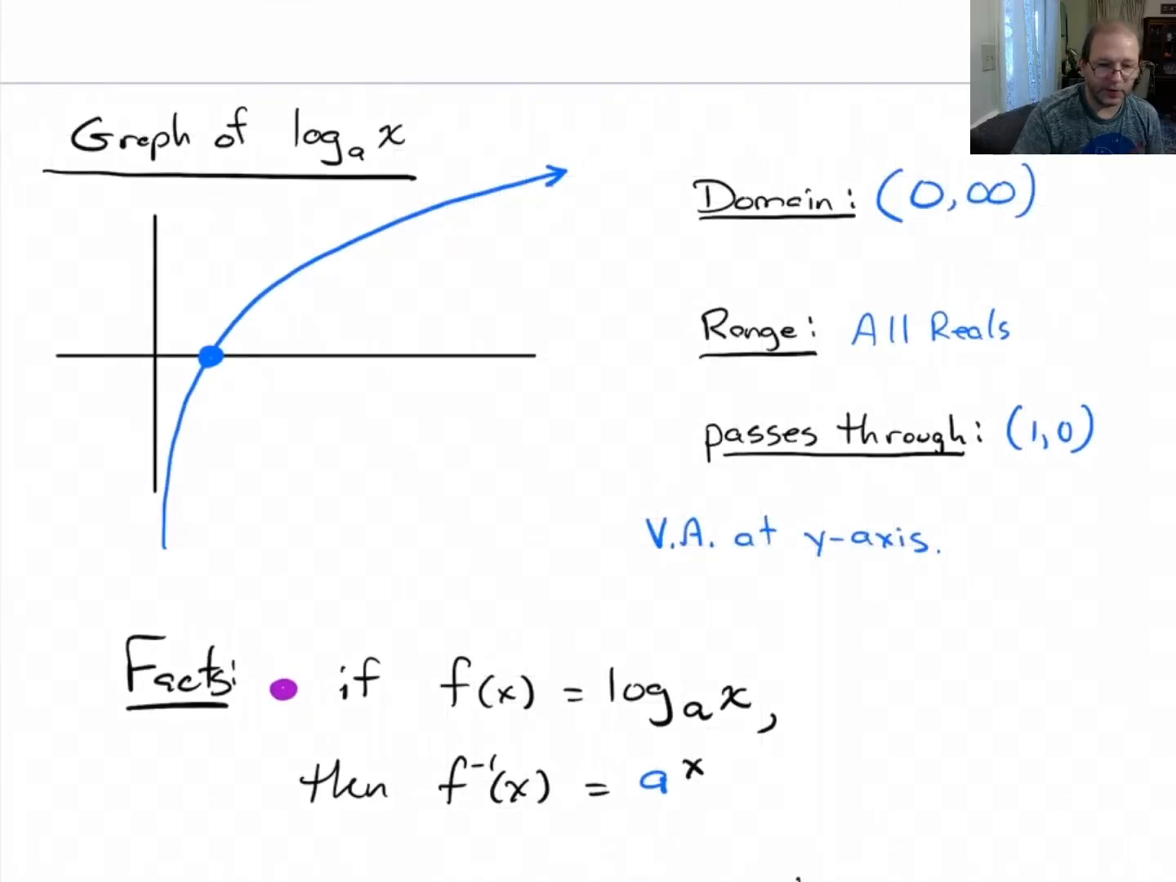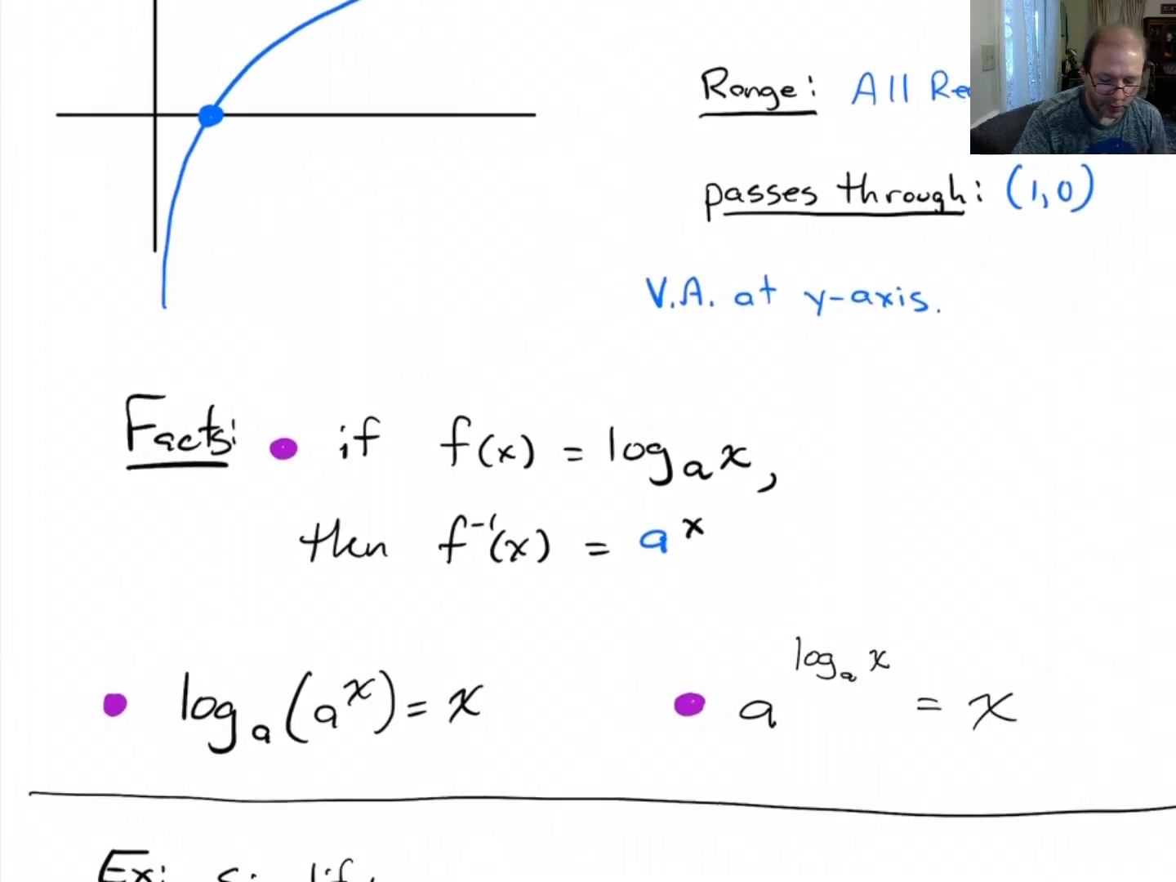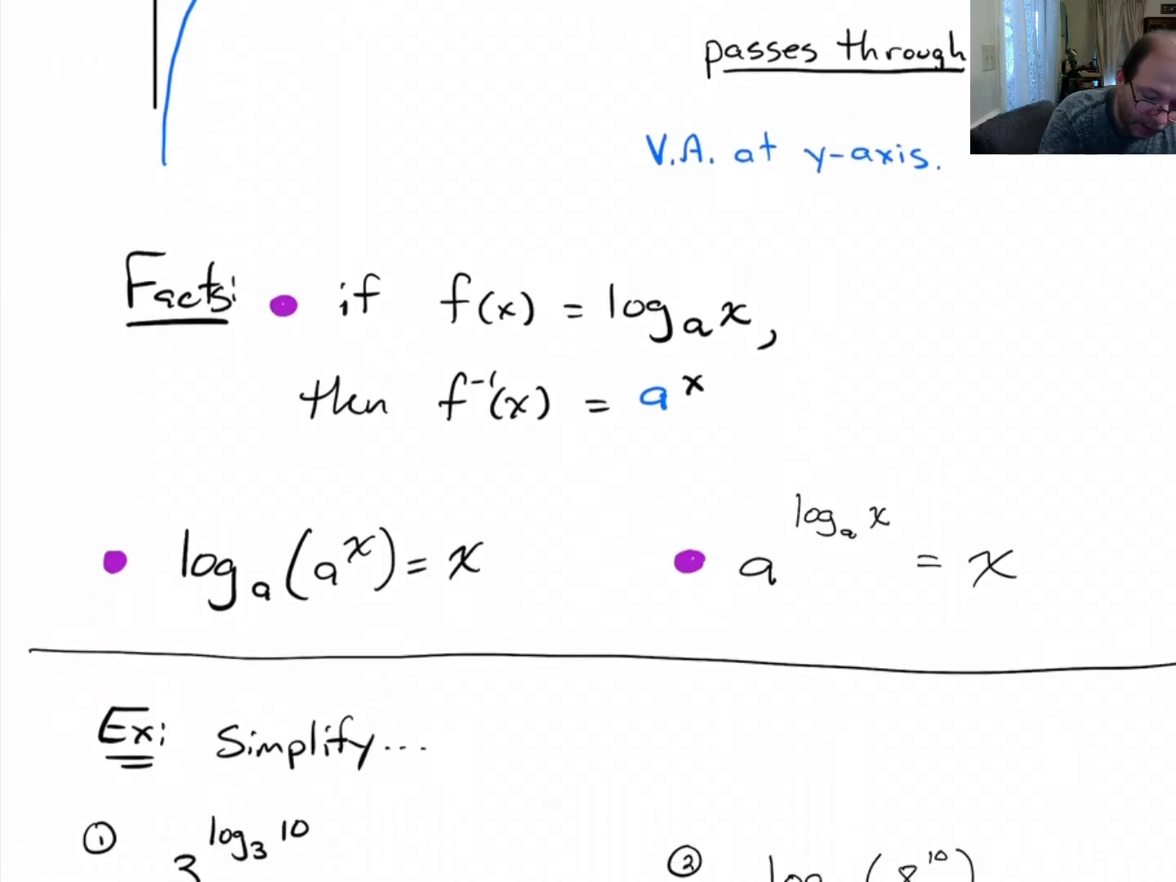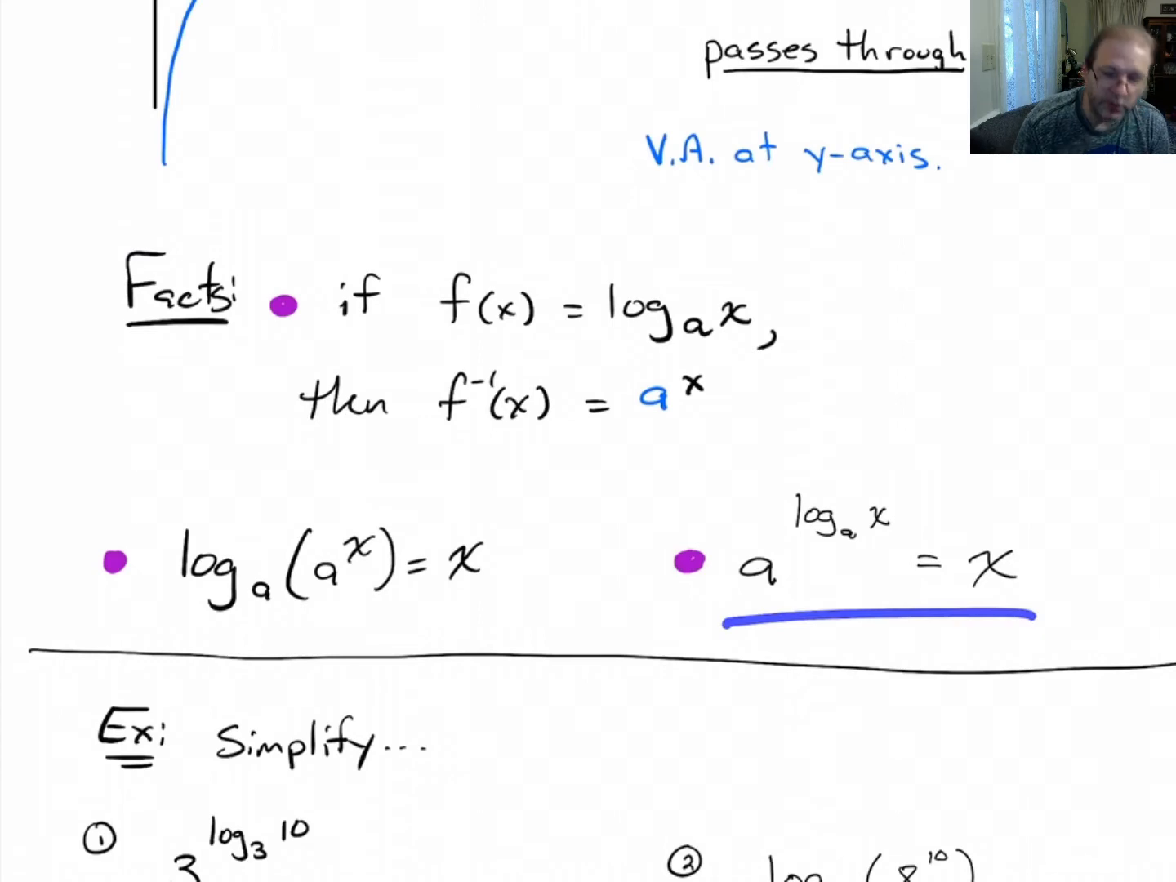Let's hop back over here and look at this. The other two rules, remember, if two functions are inverses of each other, they undo each other. So we get this, log base a of a to the x, the log and the exponential just undo each other, and you just get back x. And same thing over here if you do it in the other order. A raised to the log base a of x is x.